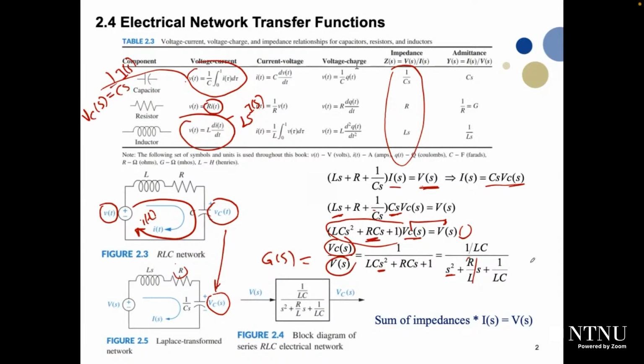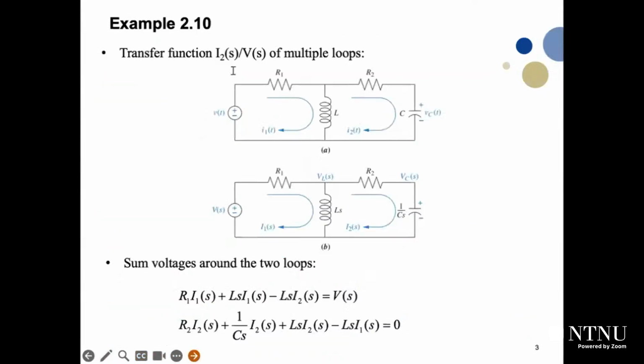If you want to convert this one into the time domain, we need to see how much the input, I mean V of S, is. It could be 5 volts, for example. So in this case, Vc will be 5 divided by S. In this case, we can do cross multiply and get Vc of S equal to something, and we can use partial fraction expansion to find the inverse Laplace transform.